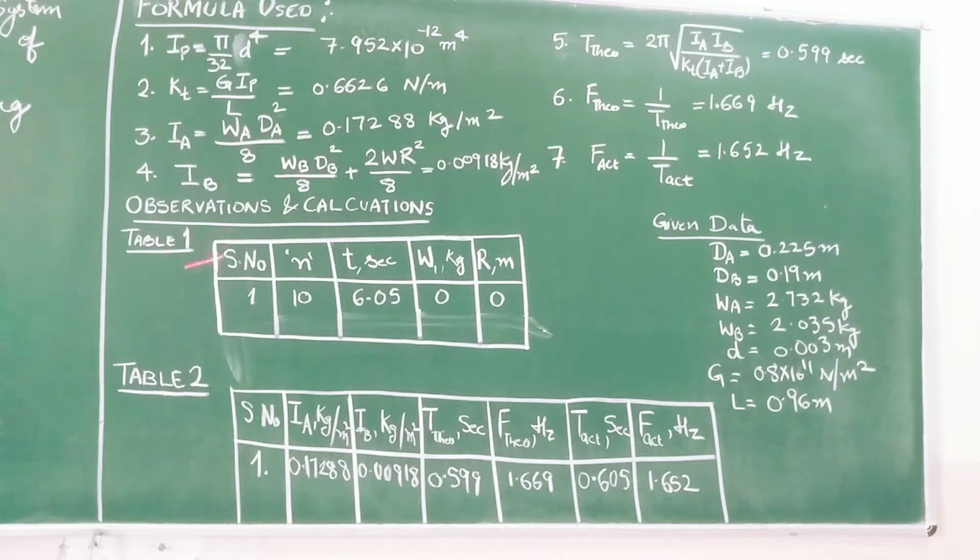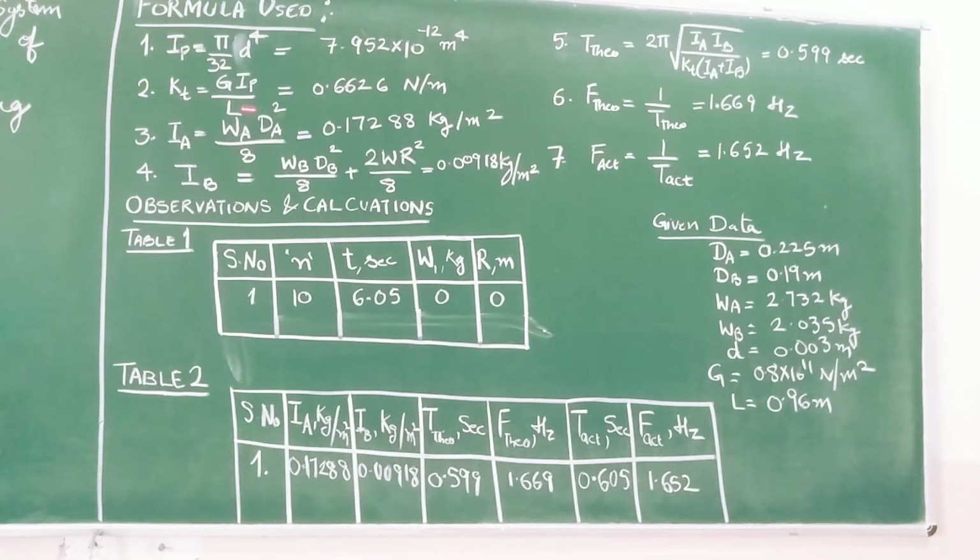Moving towards the observations, first we counted 10 oscillations. We noted down the time period for 10 oscillations, that is 6.05. For one oscillation it came out to be 6.05 divided by 10, so I have written 0.605. This is the T actual that we have calculated from the experiment. Moving towards the calculation part, first we calculated IP, that is the polar moment of inertia. This formula is given to us. By putting in the values, we get 7.95 into 10 to the power minus 12 meter to the power 4.